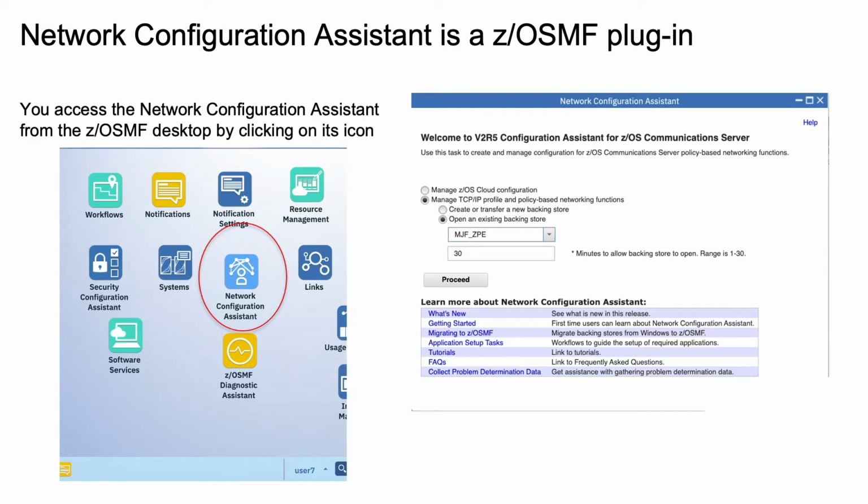The backing store is the file where NCA stores its configuration data. It is not the configuration that NCA generates. That is a separate file that NCA generates based on the configuration that you create and save in the backing store. The opening screen also contains quick links to useful files, help files, including the What's New file that tells you what new function is included, and various tutorials.